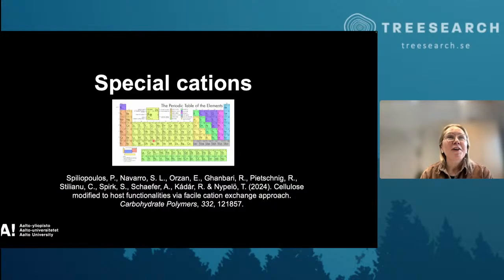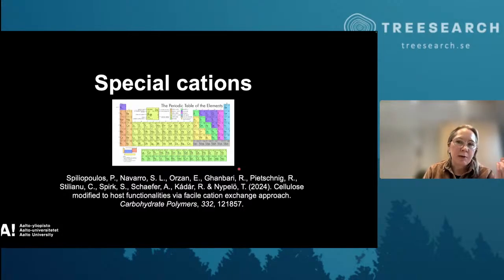Then we can go for the more special cations, so the lanthanides that I already introduced to you. So we can find them here if we look at the periodic table in the bottom part. And with this work, we were more looking into giving more spectacular properties to the cellulose, having cations that could do more than just the first group selection. And here we had already what I introduced. We had europium, we had dysprosium, and we had gadolinium.